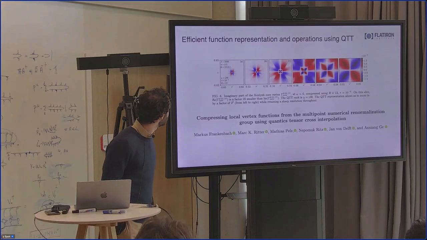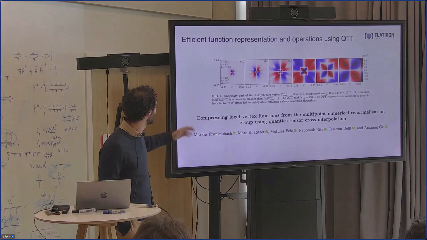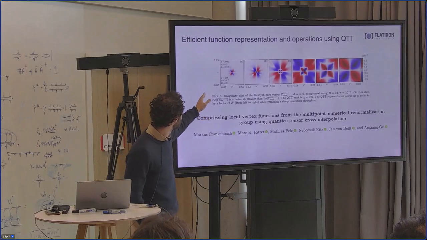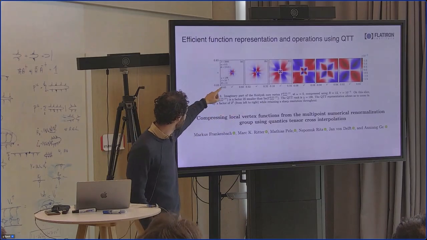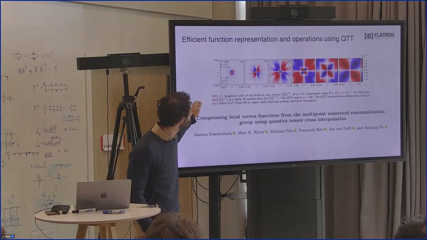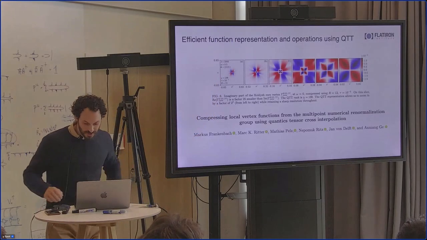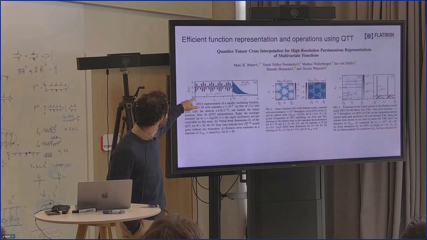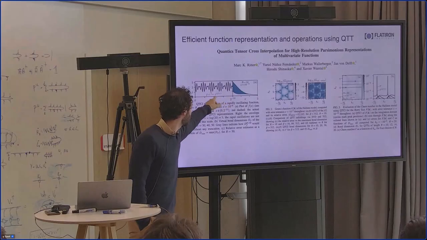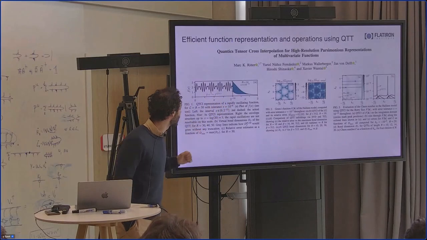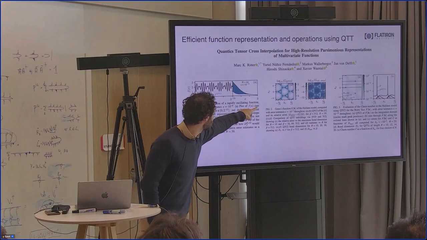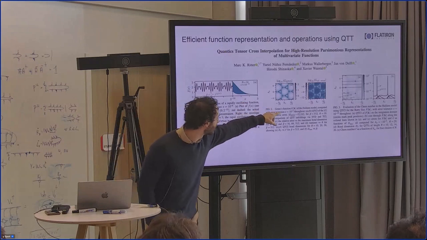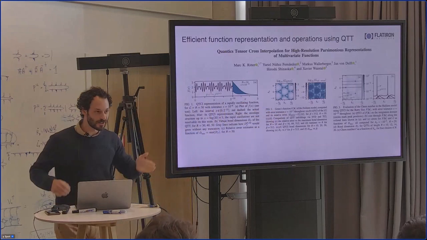QTT can represent functions with interesting structures. Here's an example of representing vertex functions, a zoom in from left to right. We have these localized features in the middle, these edge-like structures, and QTT does a good job at representing them efficiently. Functions that oscillate extremely quickly and decay. This is a zoom in of a rapidly oscillating function. Here's a Green's function in momentum space with, again, these localized edge-like features, and a function with near singularities.